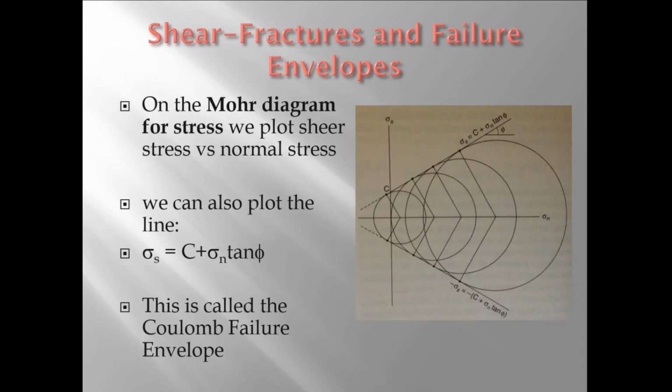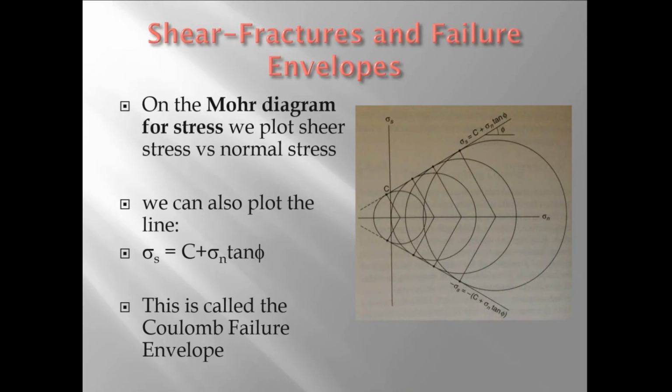On a Mohr diagram for stress, different than our Mohr diagrams for strain that we used last week, there are different axes labels and different angles that we draw on our circles. But other than that, they're still circles on an axis.